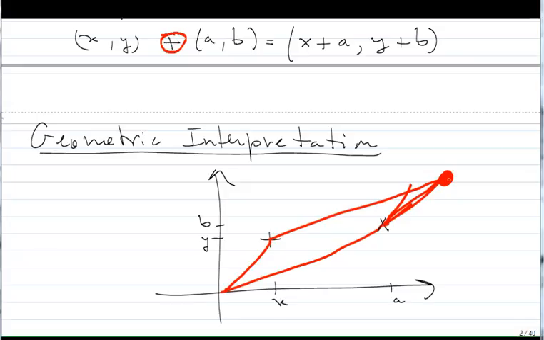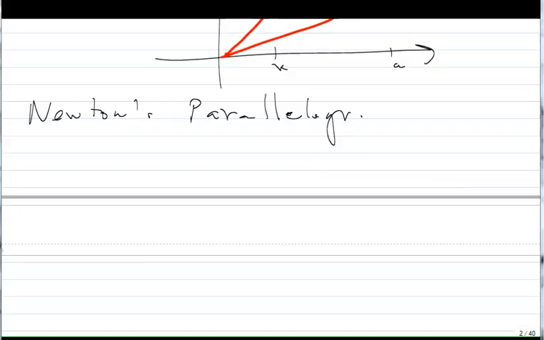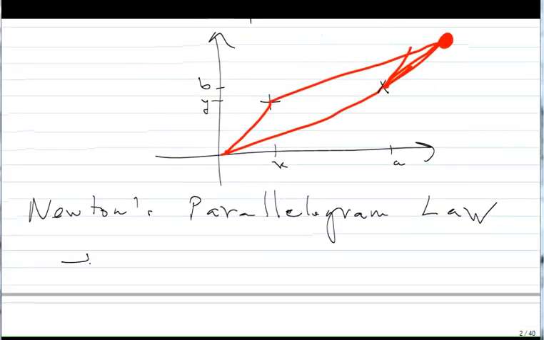So this, of course, reminds us of the parallelogram identity, okay? So this is known as the parallelogram, not identity, I'm sorry, parallelogram law. This is known as Newton's parallelogram law. And Newton introduced this to add forces.